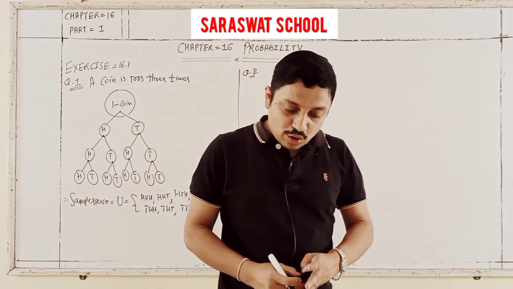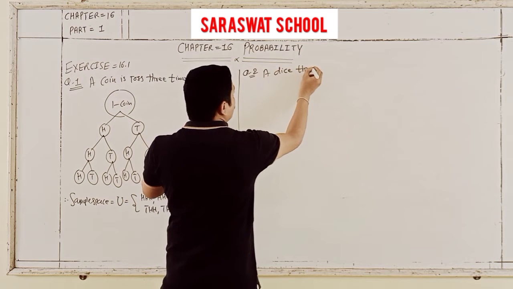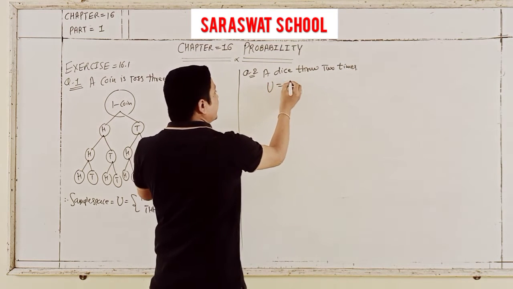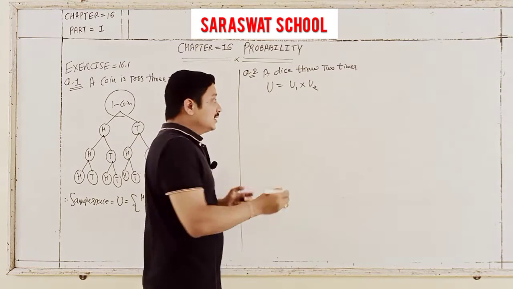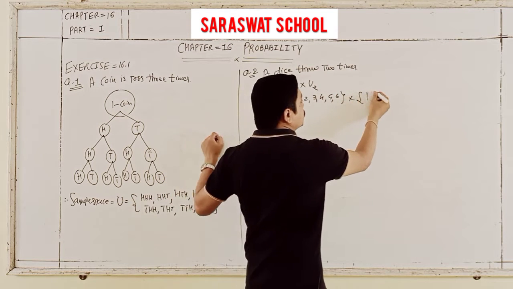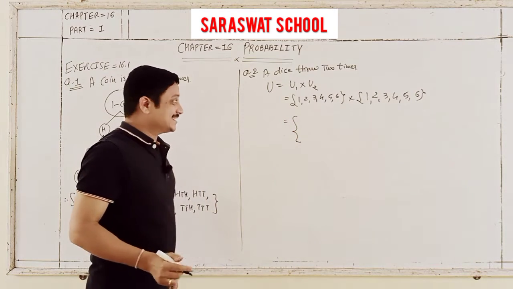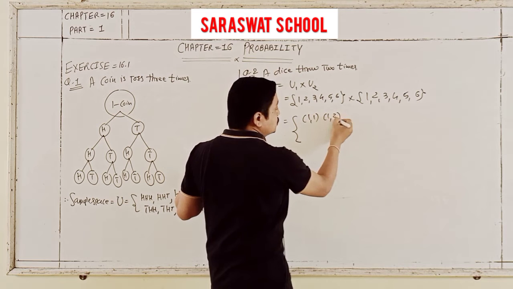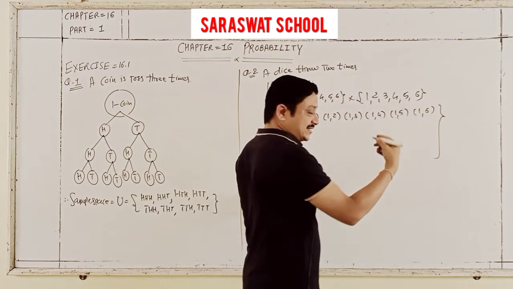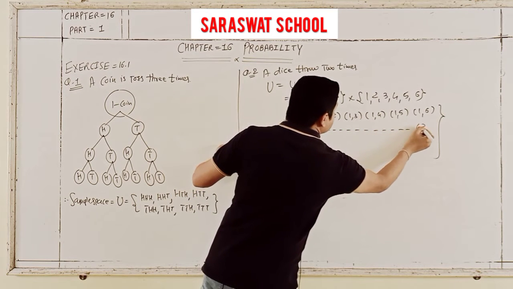Second, a die is thrown 2 times. A dice thrown 2 times means a first dice and second dice, you know both numbers, it will be 1 2 3 4 5 6, and the second also 1 2 3 4 5 6. My sample space is ready: 1 1, 1 2, 1 3, 1 4, 1 5 and 1 6, same as second number 2 1 to last 2 6.